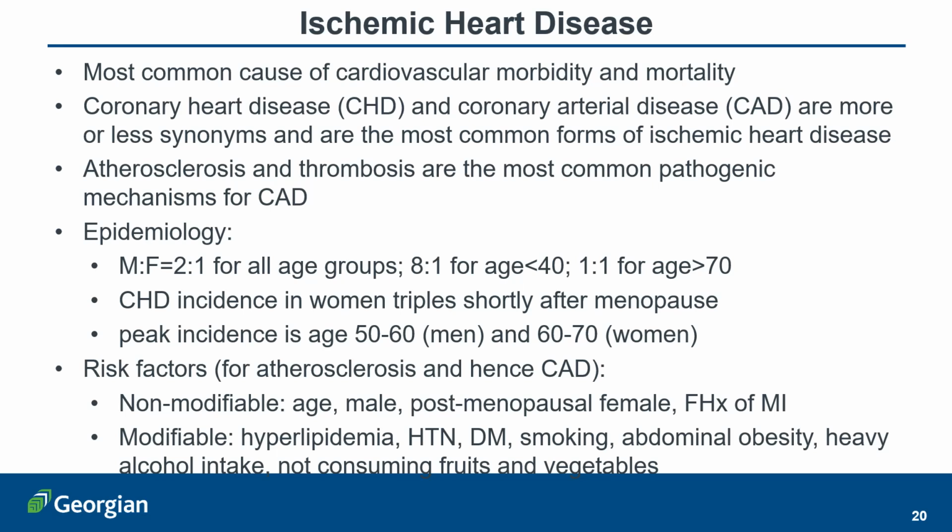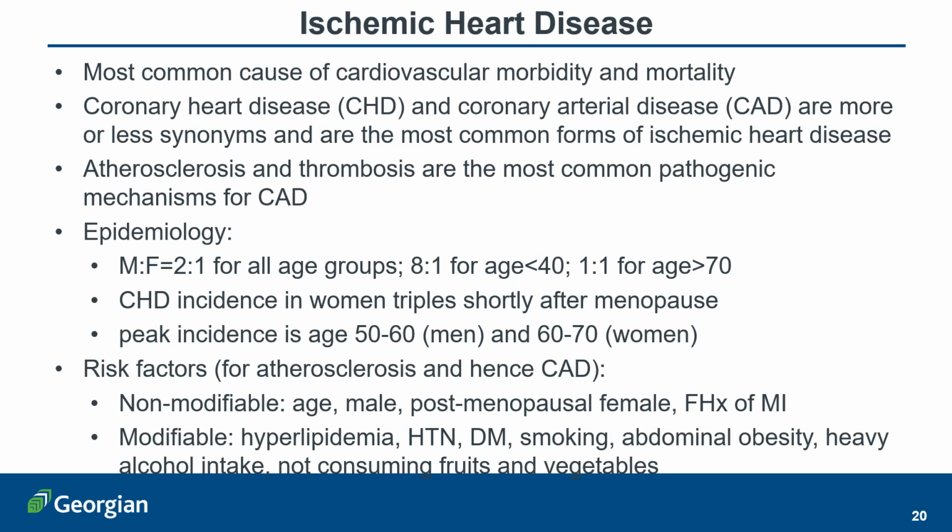Premenopausal women have a much lower risk of developing coronary artery disease and ischemic heart disease, and that's all because of the effect of estrogen. Post-menopause, when estrogen concentration decreases, you can see now the risk is approximately 1-to-1. Coronary heart disease incidence in women triples shortly after menopause, as we mentioned, due to the fact that estrogen concentration plummets. The peak incidence of ischemic heart disease, coronary heart disease, and coronary arterial disease is 50 to 60 in men and 60 to 70 in women, where you have to wait typically after menopause for the risk to increase greatly.